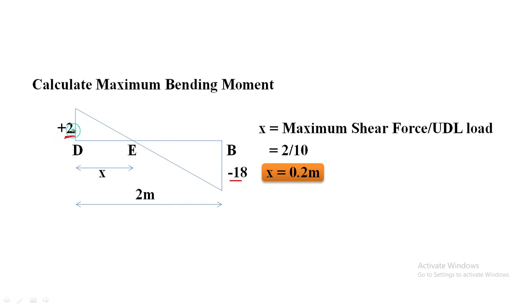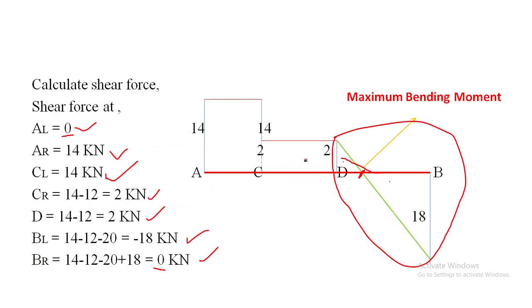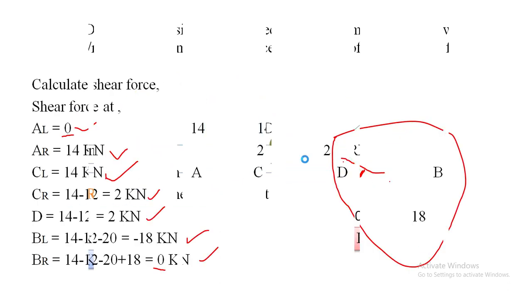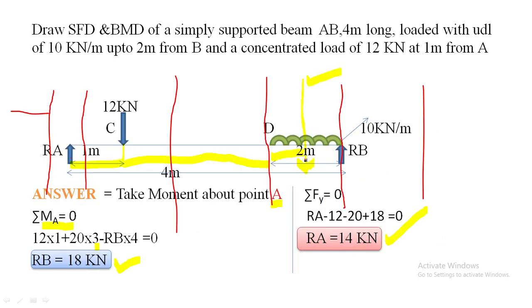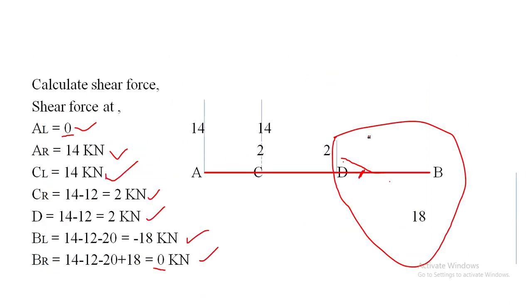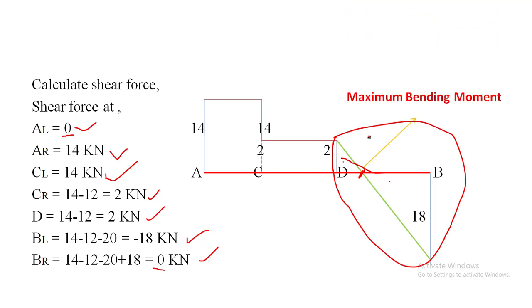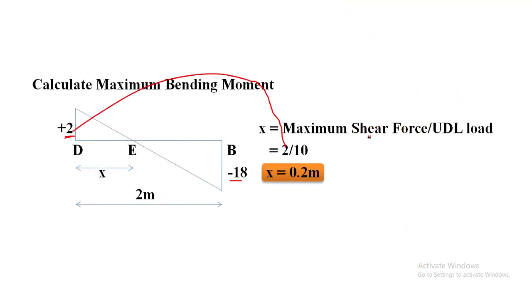So consider 2 here, divided by the UDL load. Here consider the original UDL load, that is 10 kilonewton per meter. So 2 divided by 10 is equal to 0.2 meter, which means X is equal to 0.2 meter.